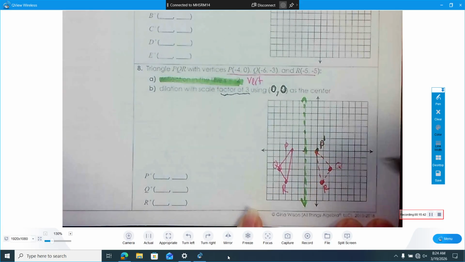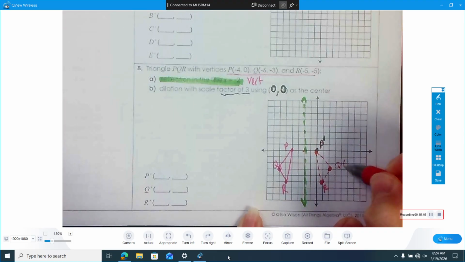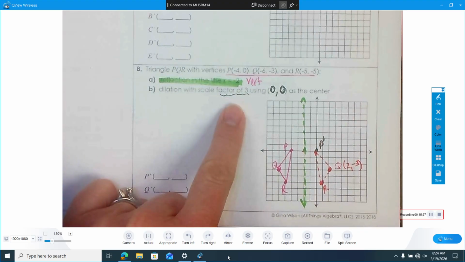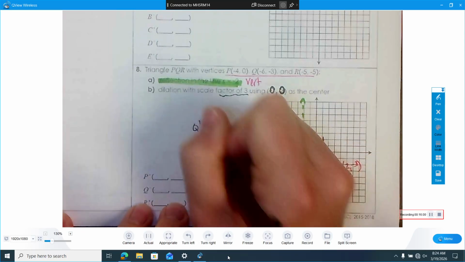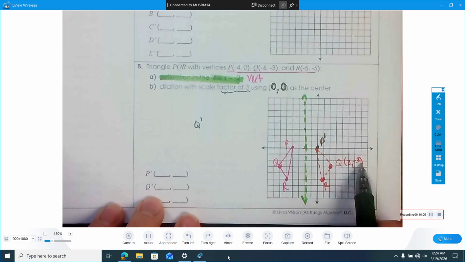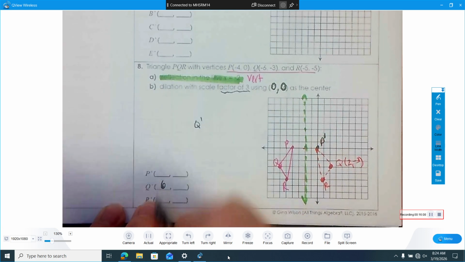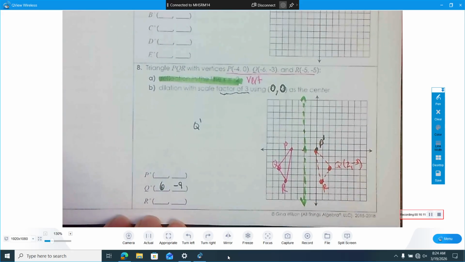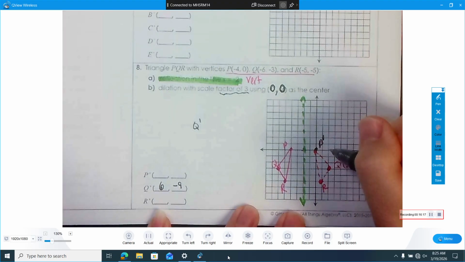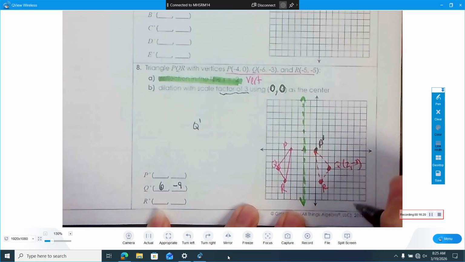Right now, Q is sitting at 2, negative 3. All right, I'm just going to write the ordered pair there to make it easier on myself. So right now, Q is at 2, negative 3. If I multiply that by a factor of 3, what's our ordered pair become? Multiply those by 3. 6 and negative 9. Okay. So 1, 2, 3, 4, 5, 6, and negative 9 ends up down here. A little bit off the page, but there you go. That's fine.